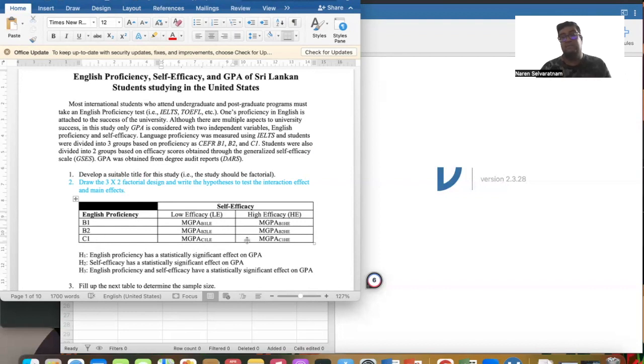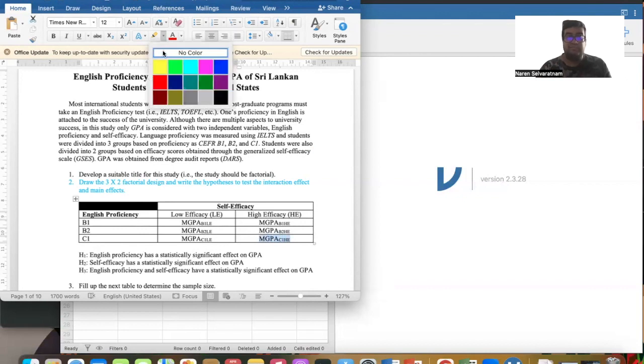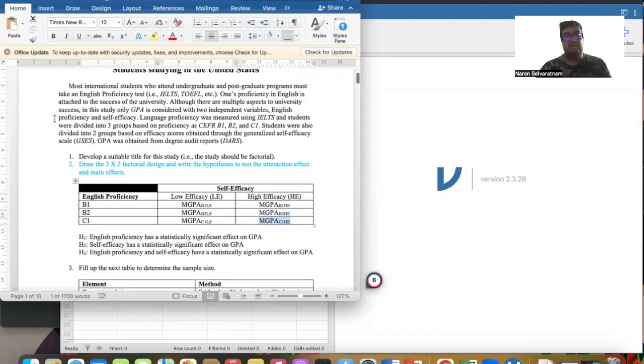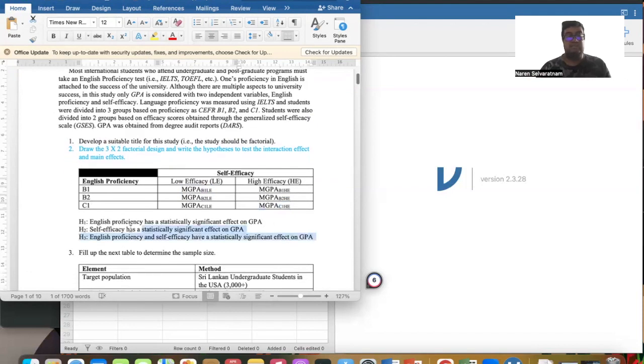So technically, based on my theory, I am thinking the highest GPA would come in this particular group where they have the highest proficiency and the highest efficacy. And I hope the lowest would come from here. I don't know as of yet because I don't have the data, but I think that is exactly how it should go. Because low efficacy means you don't believe in yourself and you don't have provisions, so it might work like that. Now, what I need right now is to have my hypothesis.